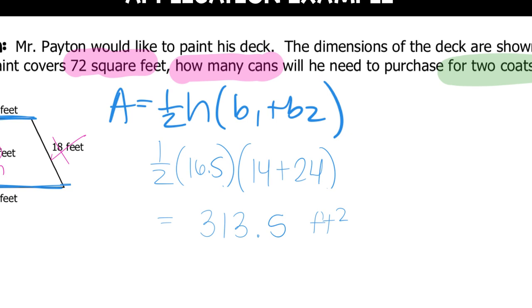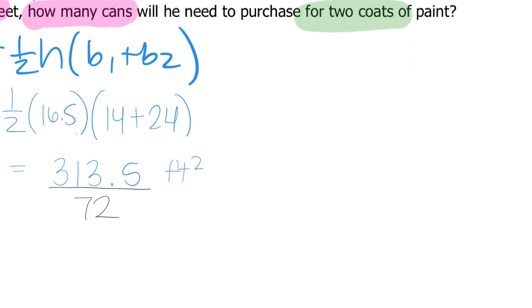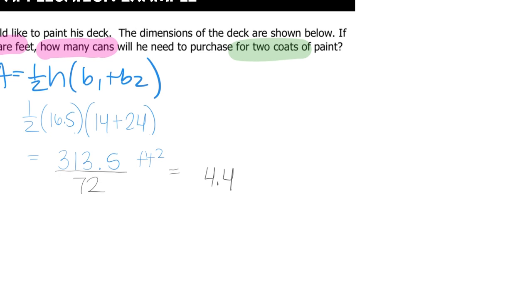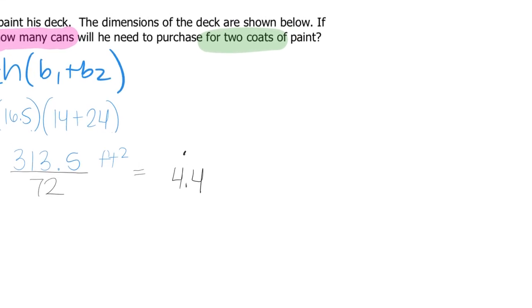So if this is the area of the deck and 1 can of paint covers 72 square feet, we need to see how many 72s fit into this number right here, right? So you're just going to divide this by 72, and that will tell you how many cans we need for 1 coat. So that's about 4.4, but that's for one coat of paint, right? So 4.4 cans would get us one coat of paint. We want 2 coats of paint. So you can just times that by 2. If I times that by 2, it is 8.8.